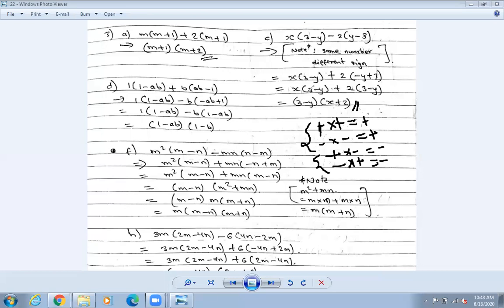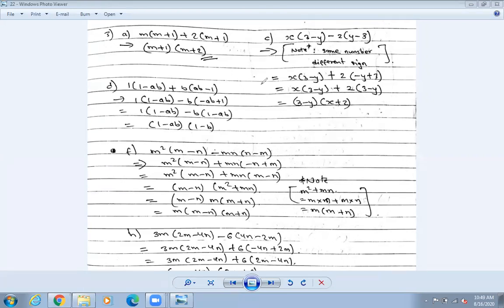Okay, now they are same again. 3 minus y, 3 minus y, they are same. So let's write down 3 minus y as common. Now what is remaining? x plus 2 is remaining. So x plus 2. In this way, we will get our answer.